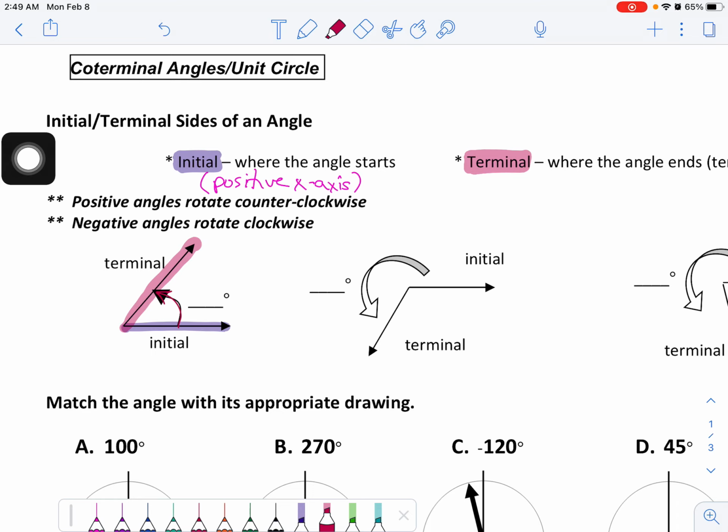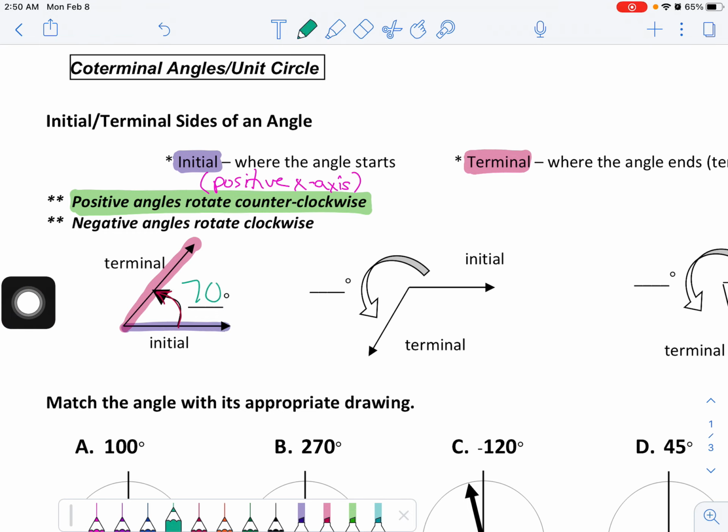A little bit of weird stuff, at least visually. Positive angles rotate counterclockwise. So if we look at this angle here, we have this initial ray. It is counterclockwise some amount. Let's go ahead just for giggles and say that's 70 degrees. Obviously, I'd need a protractor to truly measure it. I'm not going to worry about that.